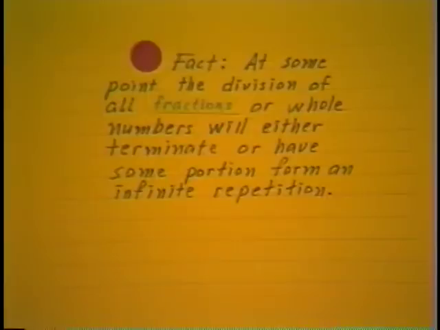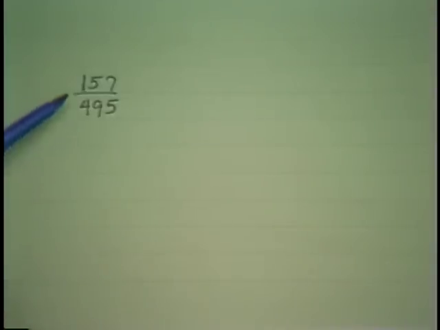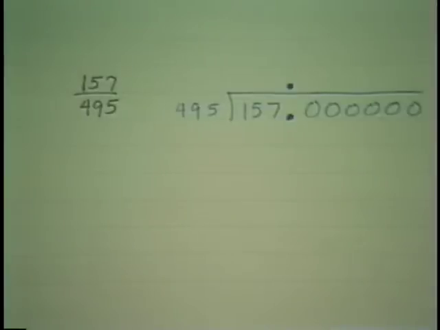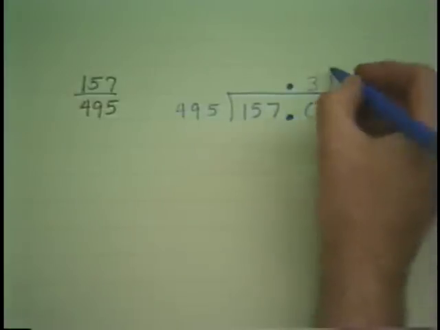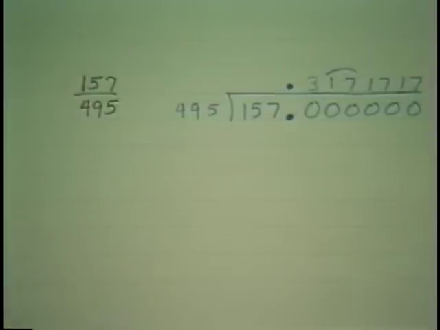forever. Now it's a fact that at some point the division of all fractions or whole numbers will either terminate or have some portion form an infinite repetition. That's a fact of fractions and whole numbers. An example, if I were to carry out that indicated division, I would reach a point where a portion, in this case the 1/7, begins to repeat forever.